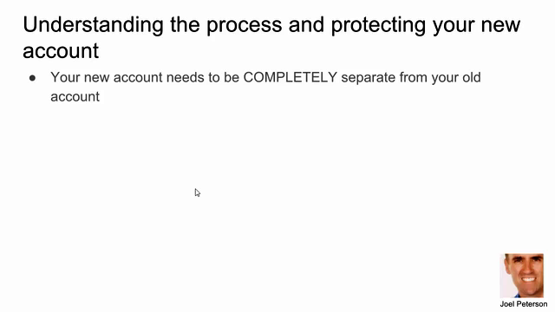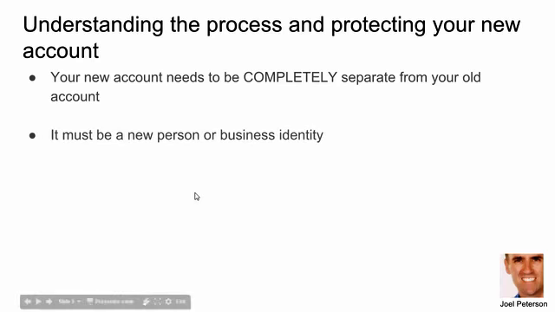Here's the thing. I want you to understand how this process works at a high level, and then I'm going to go through a little bit more detailed level. Your new account needs to be completely separate from your old account. What do I mean by that? That means it's got to be under a new person's name, which has to be a real person, or a new business identity, which is the easiest way to do it, in my opinion. Setting up a new business identity, because the businesses are a completely separate identity. They are like a new person, but it's a business.